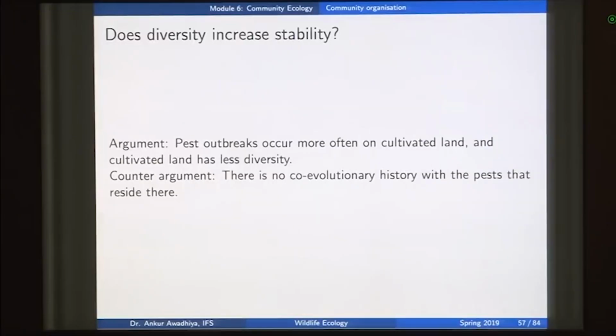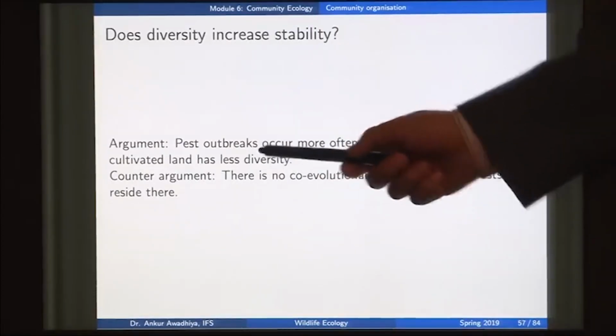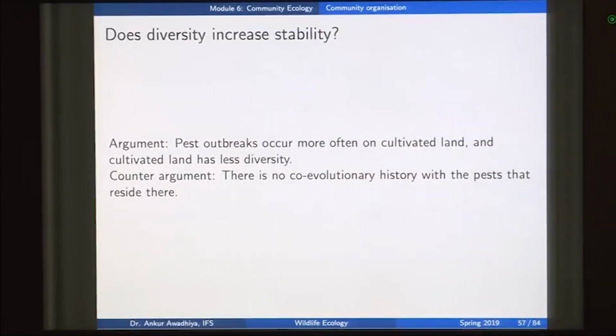So, some examples are, we have always said that pest outbreaks occur more often on cultivated lands, and cultivated land has less diversity. So, if we look at a natural forest, the pest outbreaks there are lesser as compared to agricultural cultivated lands, and so we have always stated that because the cultivated land has lesser biodiversity, it is less stable, and so it is more prone to the attacks.